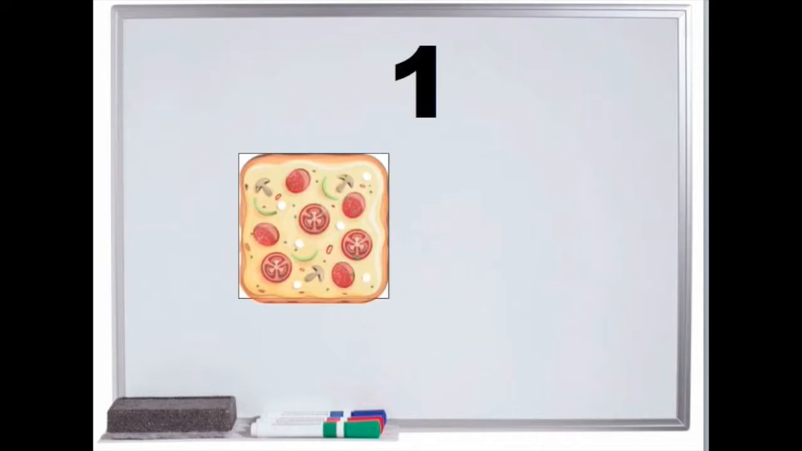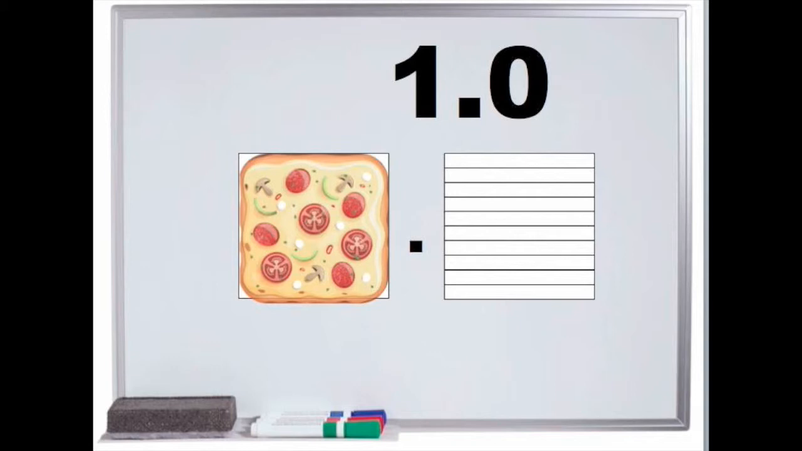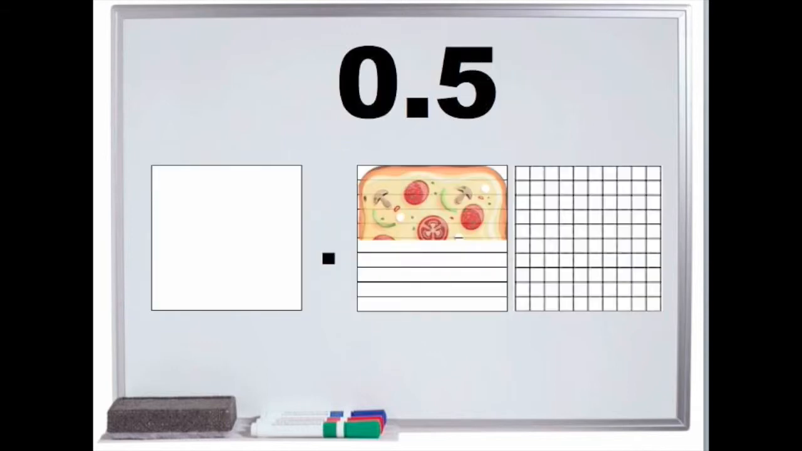Let me remind you with our pizzas. This is what one pizza looks like. This is the same as 1.0 pizzas. Notice that there is a decimal and a 0. That just means that there are no tenths. This is the same as just 1. And this is what 0.5 pizza looks like. Notice that we have no wholes, 5/10, and no hundredths. So we could also write this as 0.50.